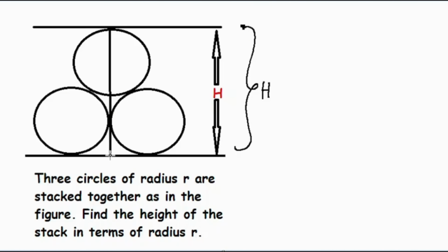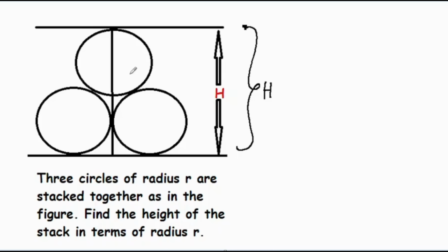Good, a straight line. Then the next step for us is to identify the center of each circle. Yes, the center of the first circle, the center for the second circle, and the center of the third circle. Then we're going to join these centers together. The first center joining the second center. Good. Then the second joining the third. Good. Then the third joining the first.